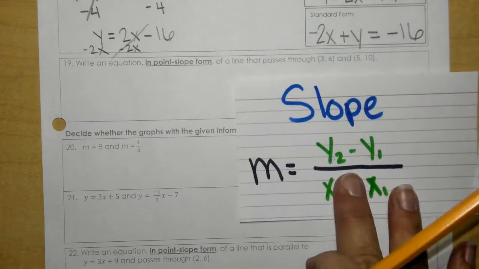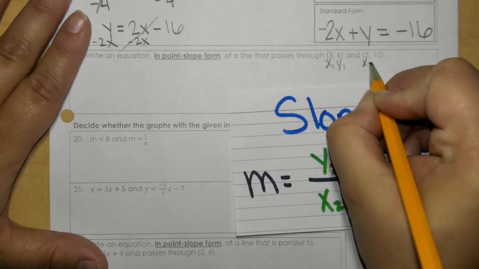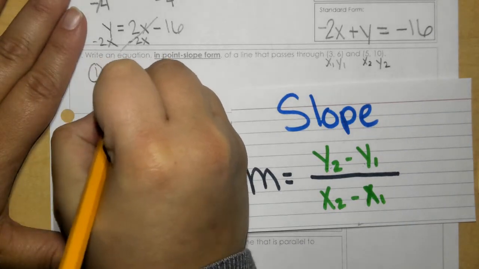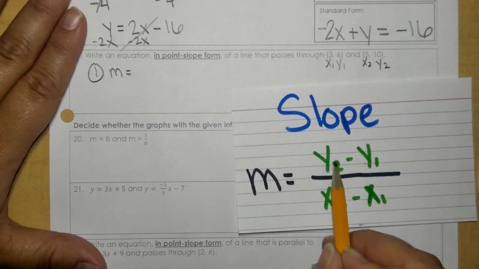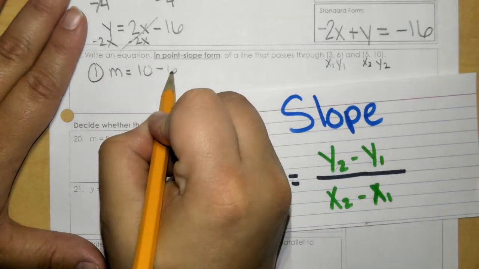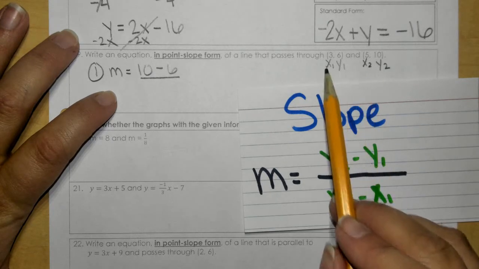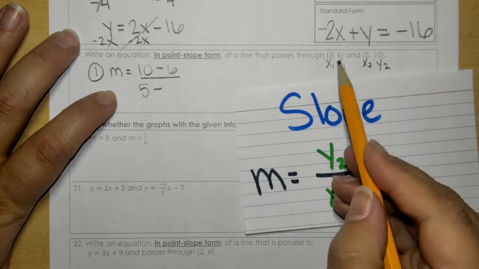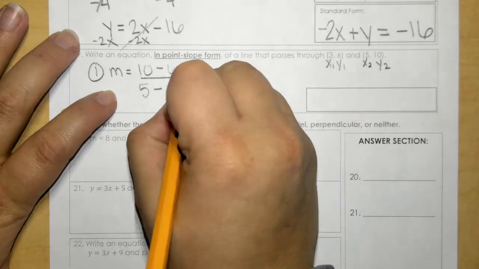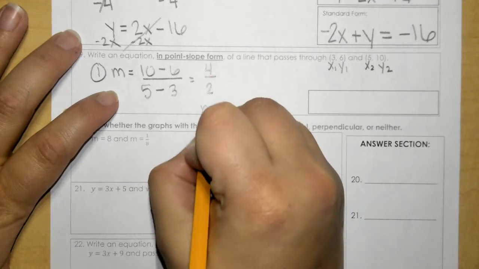Okay? So I would want to label my points x1, y1, x2, y2, and I want to plug those into the slope formula. So I have y2, which is 10, minus y1, which is 6. And then I would do x's. So x2, which is 5, minus x1, which is 3. So this was to get my slope, my m. And so 10 minus 6 gives me 4, 5 minus 3 gives me 2, and 4 divided by 2 means that slope is 2.